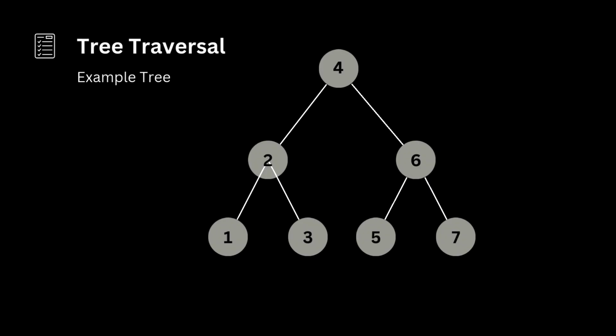Now let us understand this with an example tree. As we know, in pre-order traversal, first it will visit the root node, then the left subtree and then the right subtree. So first it will visit 4, that is the root node, then the left subtree, that is 2, 1, 3, and then it will go to the right subtree, that is 6, 5 and 7.